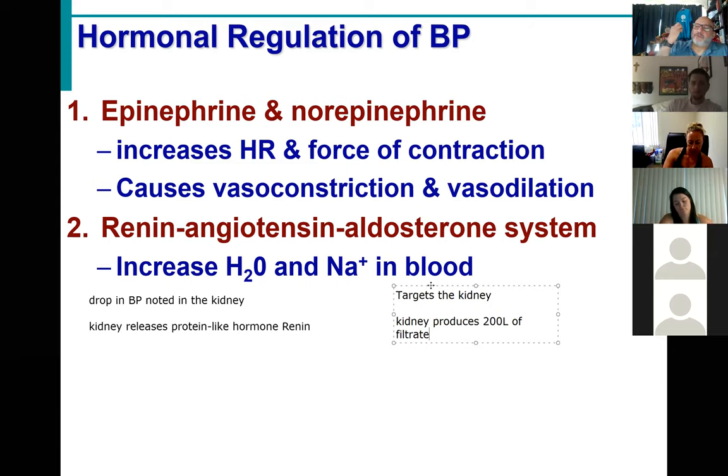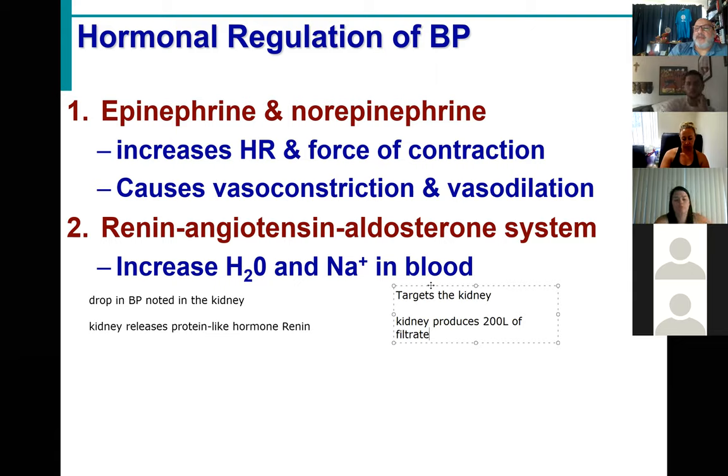During that reabsorption process, the body brings back things that it wants. So what angiotensin 2 and aldosterone tell the kidney to do is, hey, bring that water back into the blood. And if you bring more water back into the blood, what happens to your blood volume? Increases. It increases. And if blood volume increases, what happens to blood pressure? Increases. It increases as well.